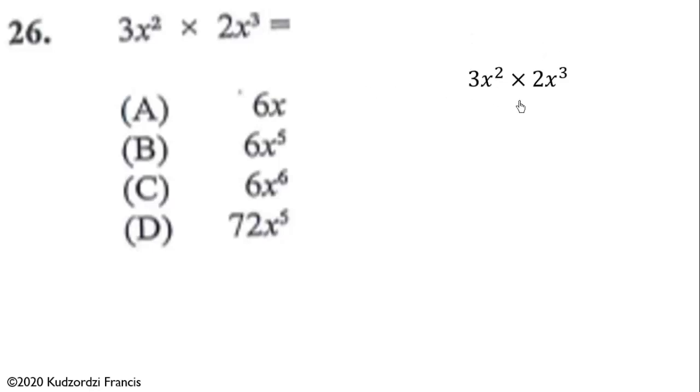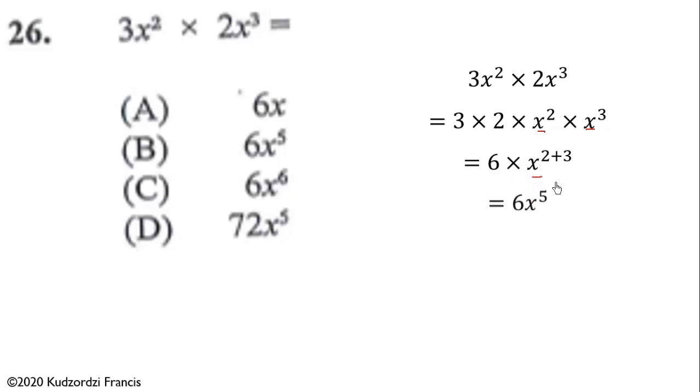The question given to us, we can regroup the multiplications: 3 by 2, and we have x squared times x cubed. So we apply the laws of exponents, that if they have the same base and they are multiplying, you write down one base and add the exponents. That will give us, so this and this will give us 6. Then we have 2 plus 3, which will give us 5. Therefore the correct answer is 6x exponent 5.